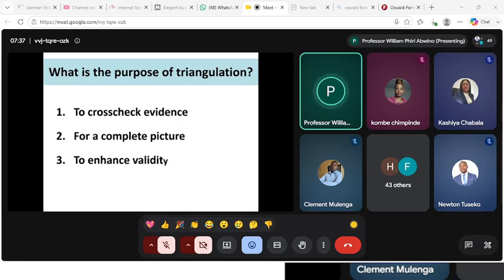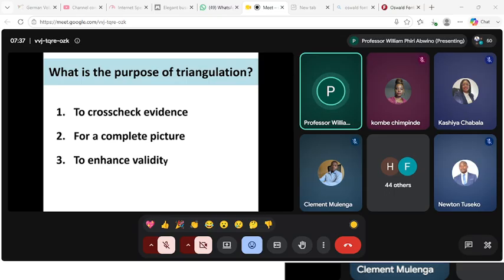To cross-check evidence. If you take your case before the courts of law, they will examine that case. They will bring three or so witnesses. Basically, they just want to cross-check the evidential facts that are there.